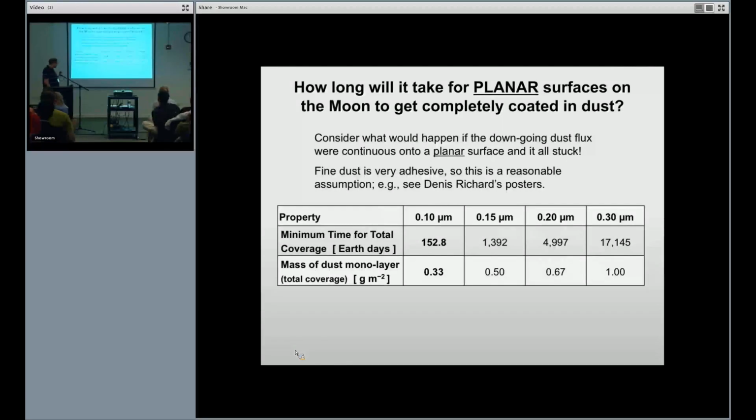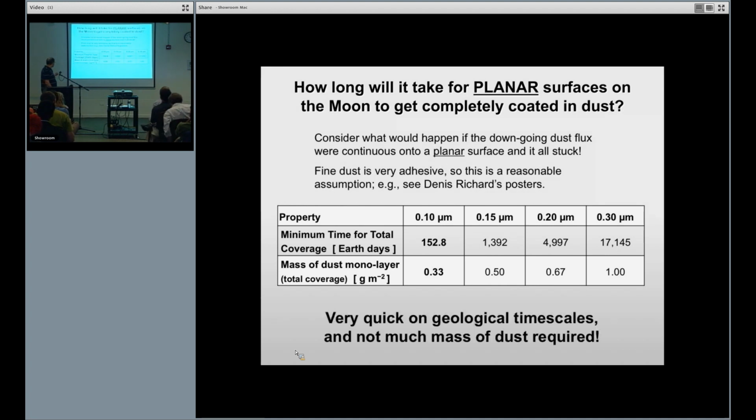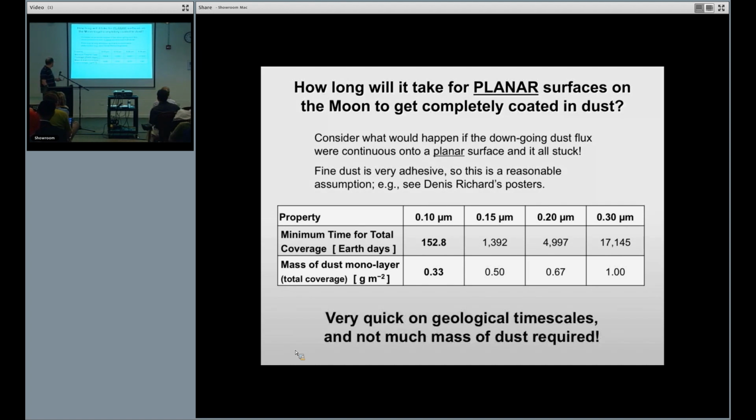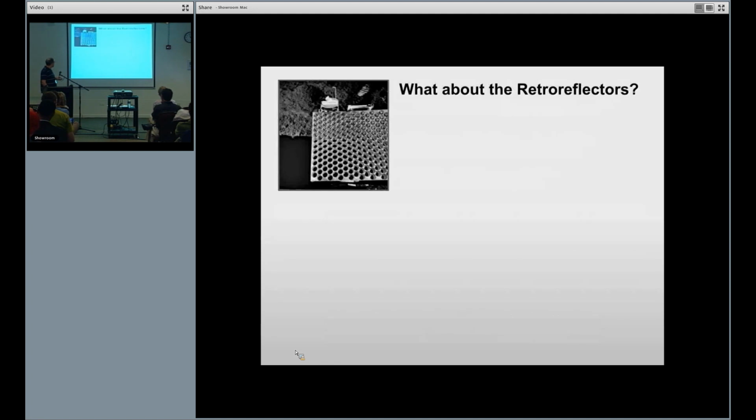Okay, so based on the fluxes I just inferred, the minimum time for total coverage of a surface would be about 152 Earth days. So that's really not very long at all. And the mass of a dust monolayer for 0.1 micron grains would only be about a third of a gram for a square meter. That's hardly anything. And even for the bigger dust grains at 0.3 microns, only a gram of material would totally coat a square meter. So these timescales are very quick on geological timescales, and not much mass is required to do coating.